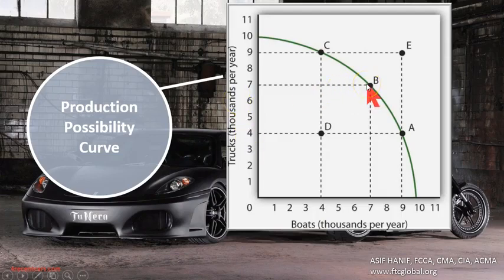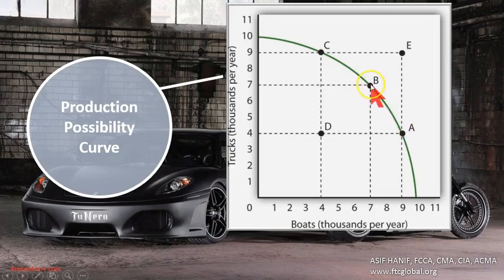This production possibility curve tells us that if we are at A, we can produce 9 units of boats per year, basically 9,000, in thousands per year, and we can produce 4,000 trucks per year. If we decide to produce boats only, we can produce 10,000 boats every year. And if we decide to produce trucks only, we can produce 10,000 trucks. Since our productive resources are limited, we have to select a combination of these. So if we select A, that means we will be able to produce 9,000 boats and 4,000 trucks.